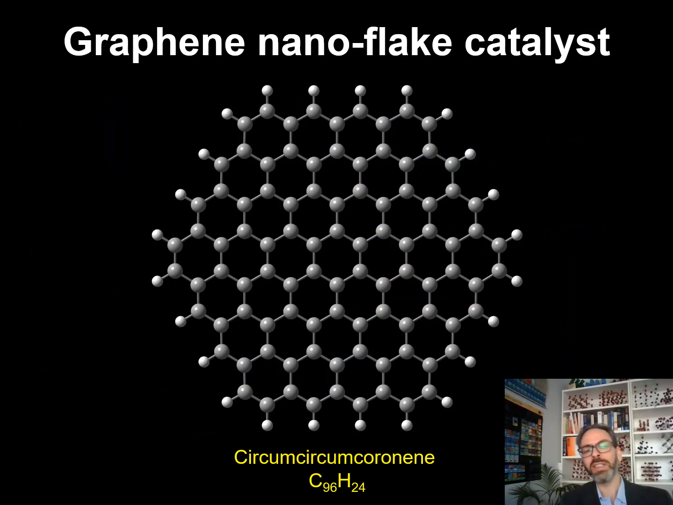So how would these reaction barrier heights change if we placed a graphene nanoflake under our binaphthyl substrate? Here we will consider a fairly large graphene nanoflake with 96 carbon atoms.